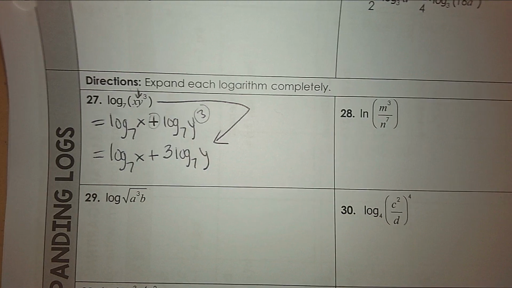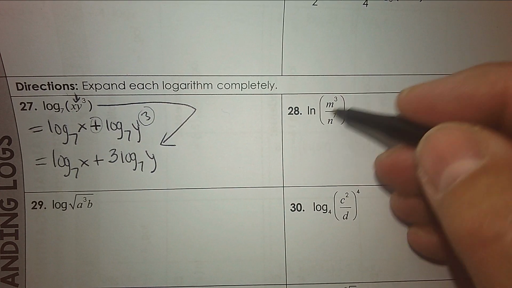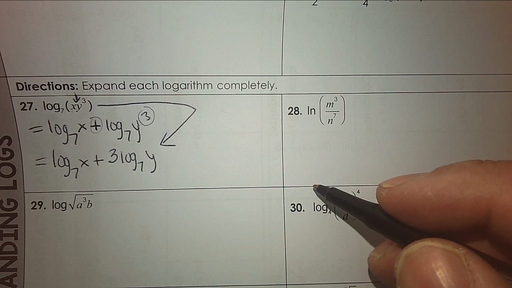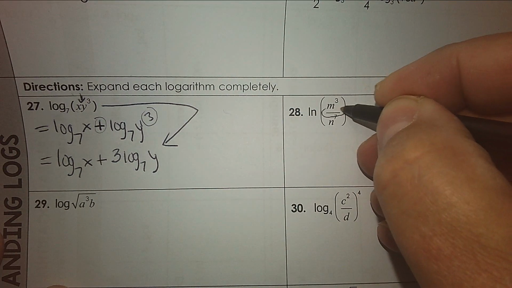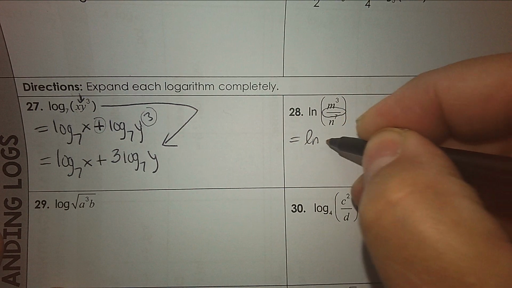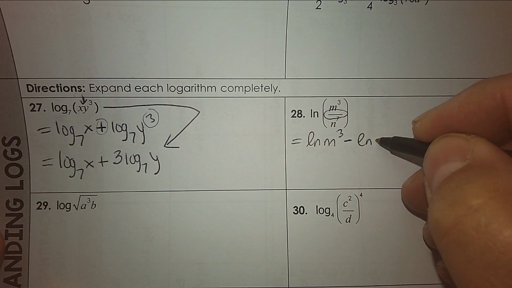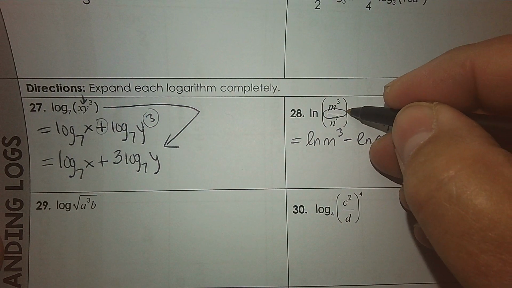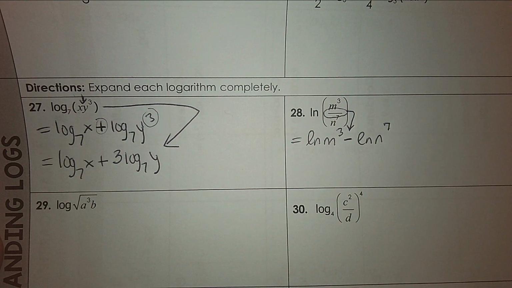Let's look at number 28. Do you see inside the logarithm we have m cubed divided by n to the 7th? I want to expand it so I have no exponents, no multiplying or dividing. Step 1: I see the dividing. When I see dividing, that means I can write it as two logarithms subtracting. So dividing inside the logarithm means you're going to subtract.